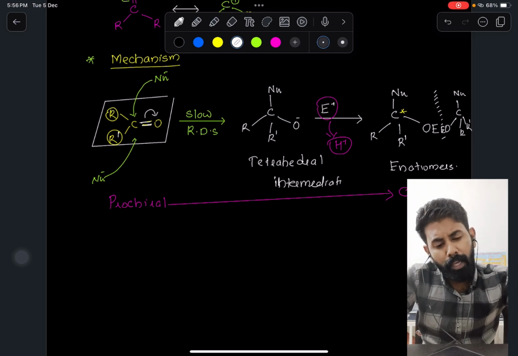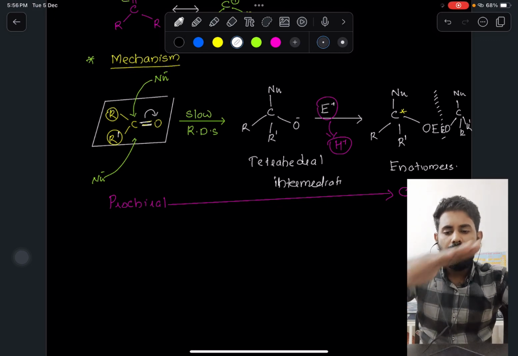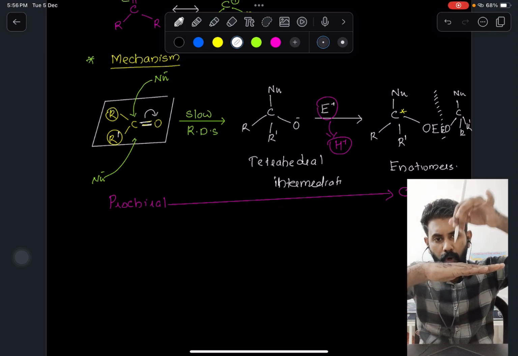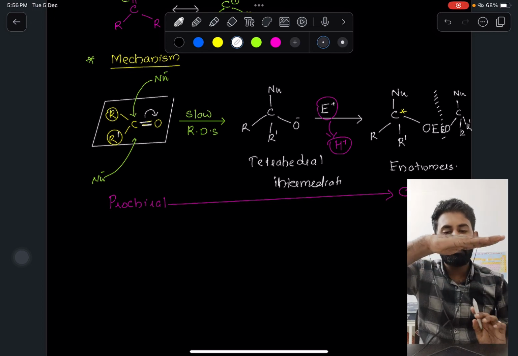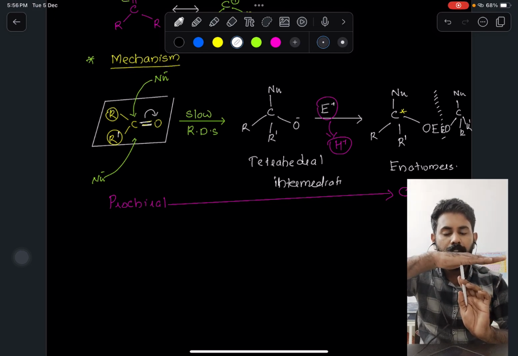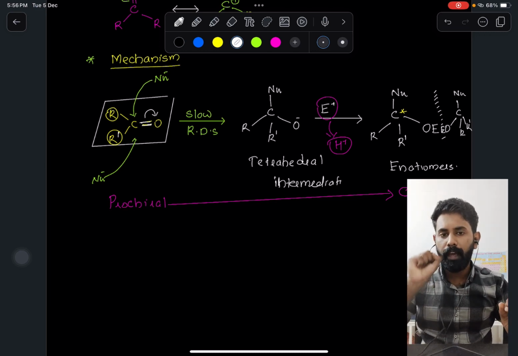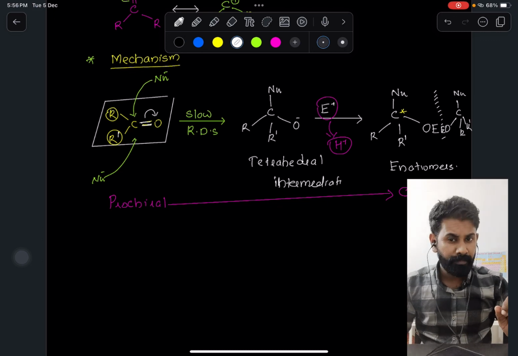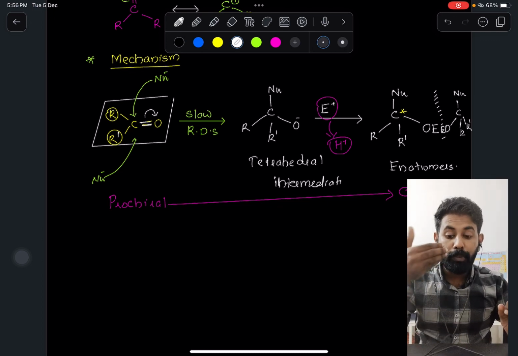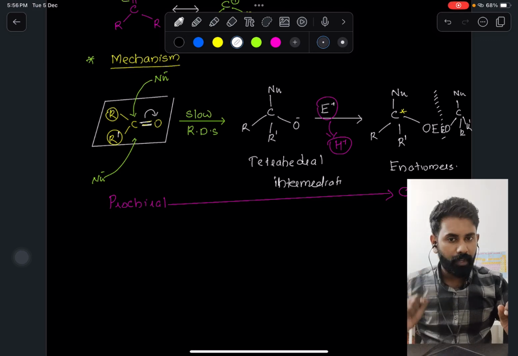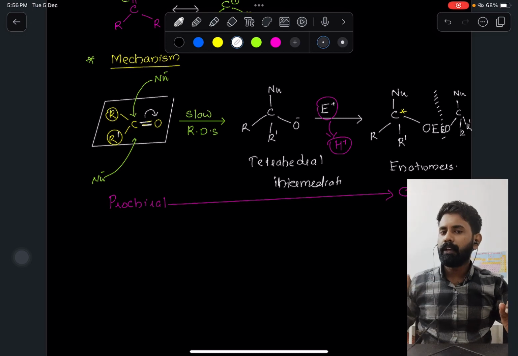And we know the formation of these two enantiomers is a 50-50 chance. Like if the nucleophile is attacking from the top, it may result in one enantiomer, and if the nucleophile is attacking from the bottom side, it will result in the other enantiomer. So that is why enantiomers are formed, right? The possibility of attack from both sides is 50-50, and thereby the formation of enantiomers is 50-50, right?